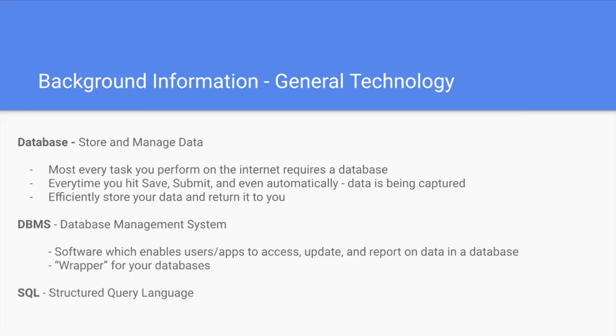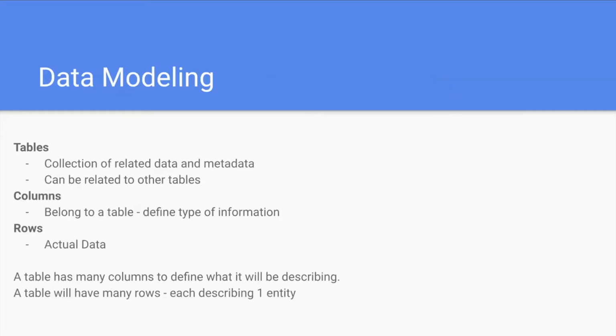So now that we have a deeper, high-level understanding of what a database is, we can go a little bit deeper and talk about data modeling and the concepts within it. There are three main concepts we should cover. First one are tables, then columns and rows. A table is a collection of related data and its metadata. So we can think about this as a way for us to hold data that's tightly related to one another.